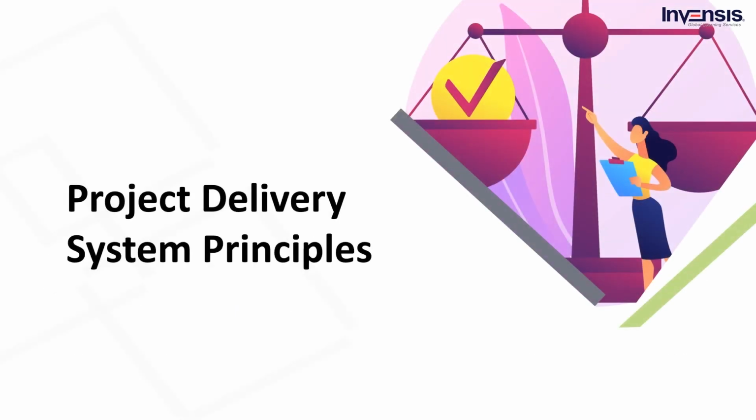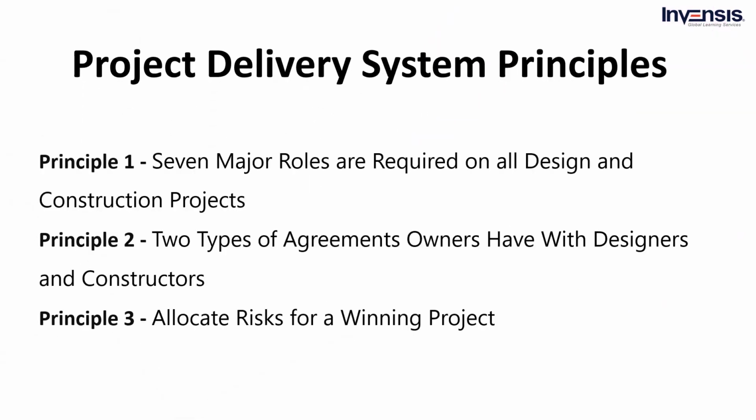Moving to the next part of today's session, let us discuss the three key project delivery system principles. In the first principle, 7 major roles are required on all design and construction projects. The second principle is 2 types of agreements owners have with designers and constructors. The third and final principle is allocate risks for a winning project. We will discuss each of these principles in detail.